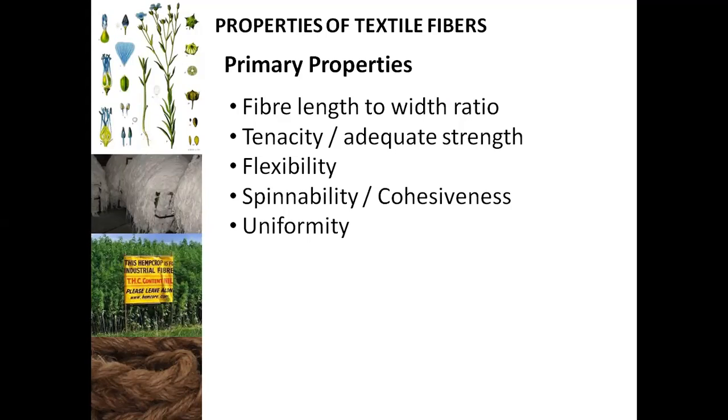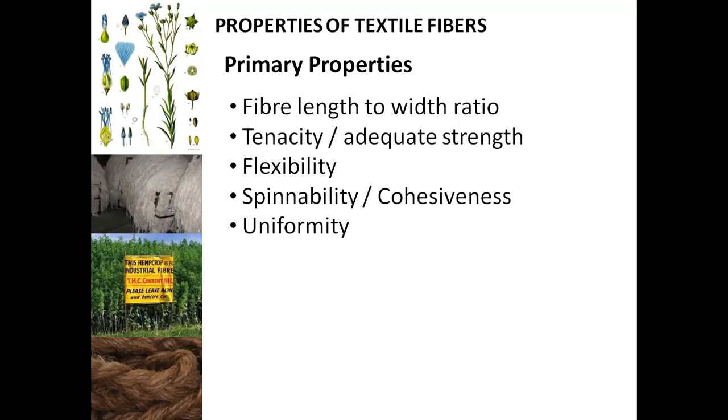This property of fiber is mainly divided into two types. One is the primary properties, another one is the secondary properties. Primary property is nothing but the property which is very much essential, which is a must. If the fiber possesses these primary properties, it can be considered as a textile fiber. If it misses any one of these primary properties, it is not at all considered as a textile fiber. So keep it in mind. These primary properties are very much needed for all the textile fibers.